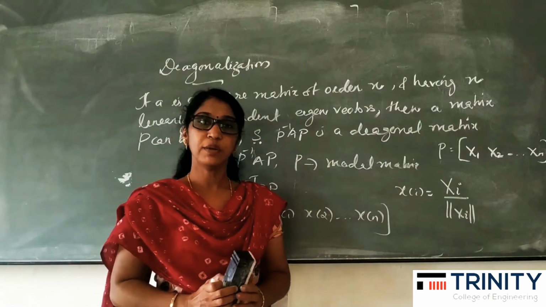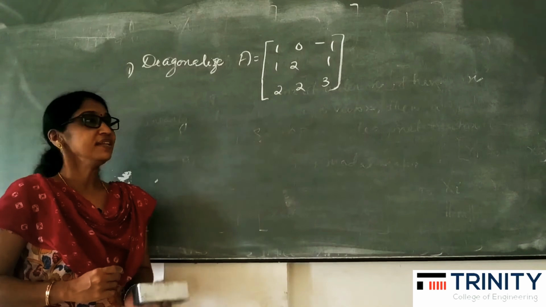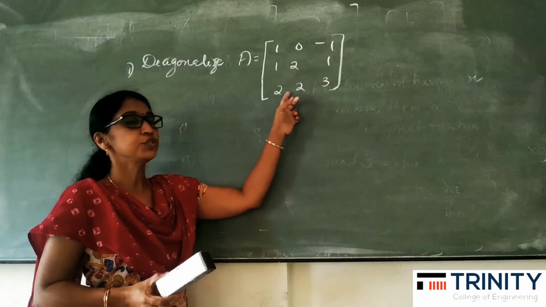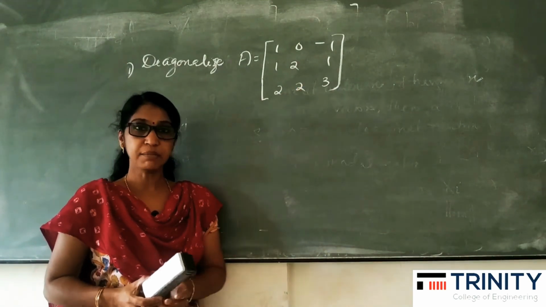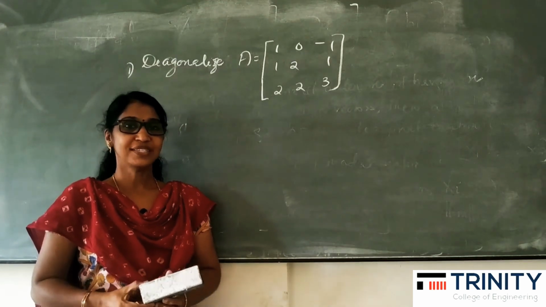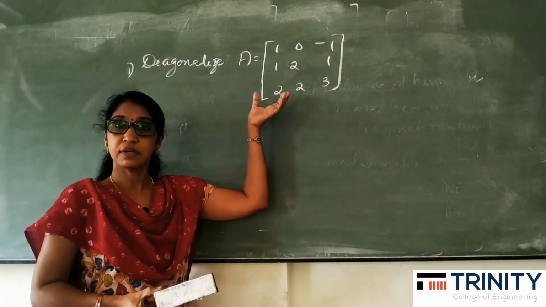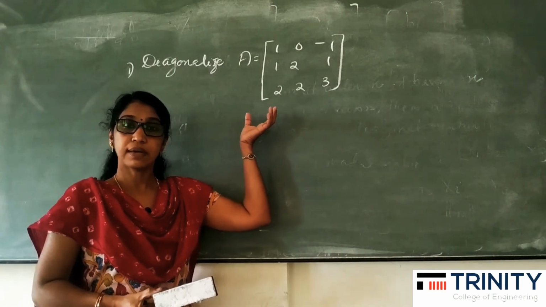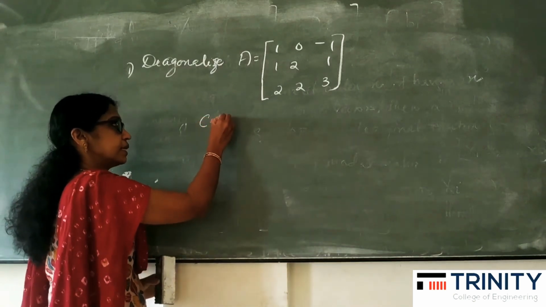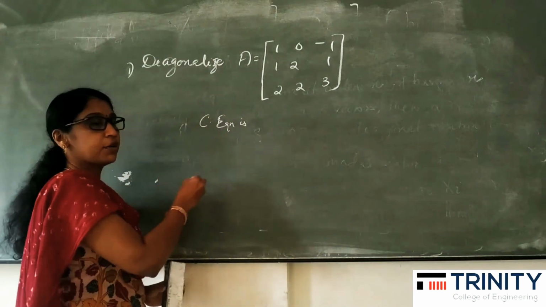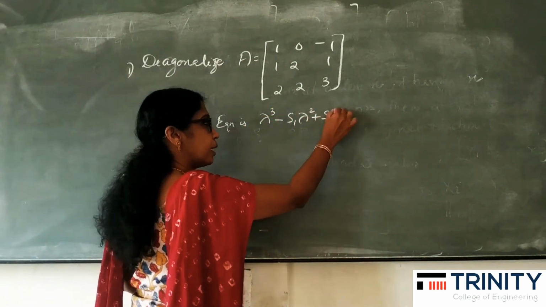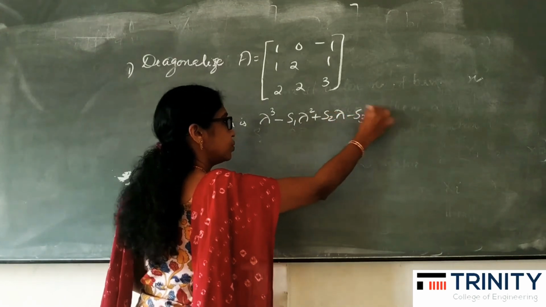Okay, now we shall do a problem. The first question: diagonalize matrix A equals 1, 0, minus 1, 1, 2, 1, 2, 2, 3. This is a 3 by 3 matrix. First of all we have to find the eigenvalues and eigenvectors that you studied. For eigenvalues we use the characteristic equation. What is the characteristic equation? Here the characteristic equation is given by lambda cube minus S1 lambda square plus S2 lambda minus S3 is equal to 0.